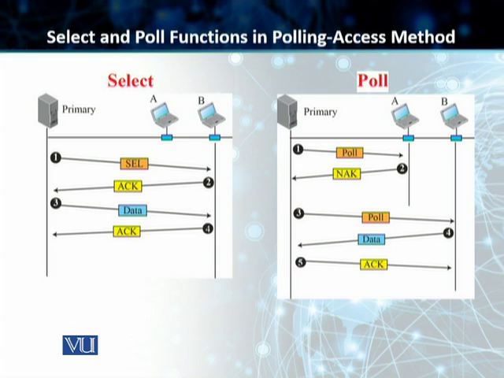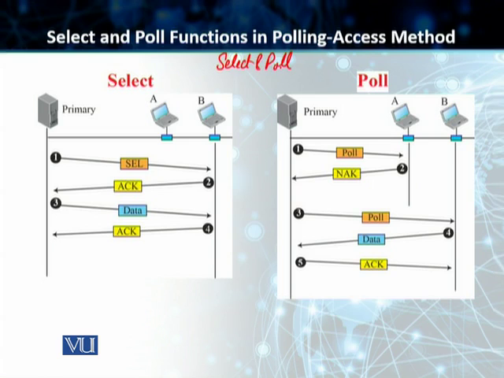at a given time. So the primary device is always going to be the initiator of the transmission or the session in the case of polling as a controlled access method. The technique that we use in the case of polling to avoid collisions is called select and poll.